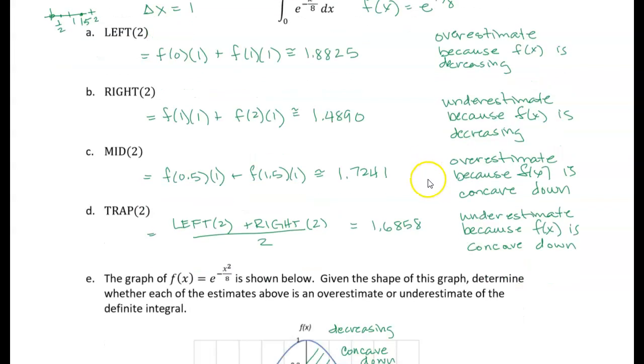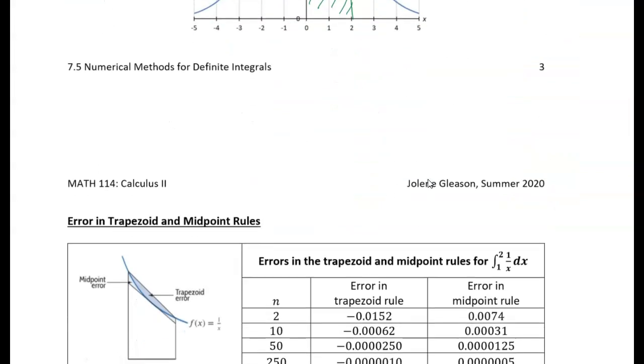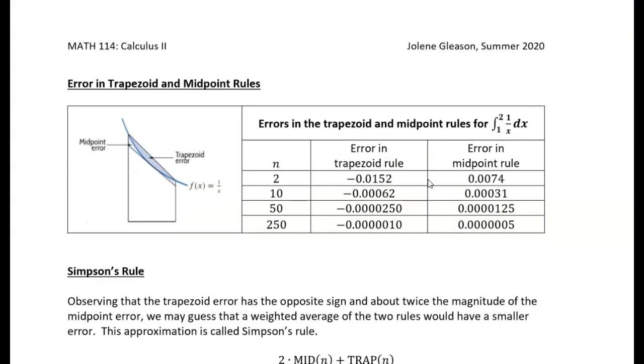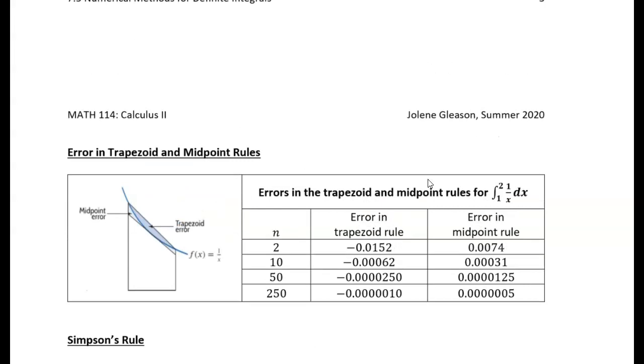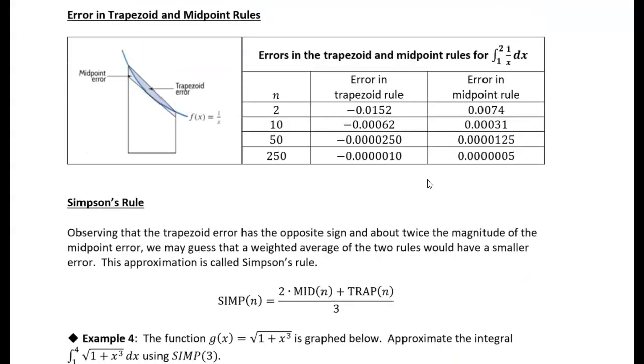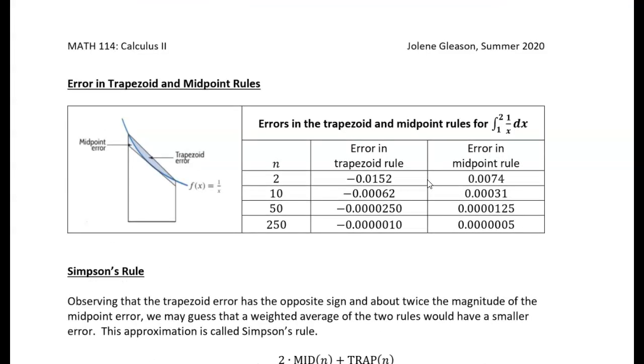All right, so that takes care of that example. And now we're going to move on to looking a little bit closer at the errors in the trapezoid and the midpoint rule. And we're going to talk about Simpson's rule, and then we'll go to the next example. So read through this next stuff. There's actually a more detailed explanation in your book of analyzing the errors in the trapezoid and the midpoint rules. But by analyzing the errors in the midpoint and the trapezoid rules, that's where Simpson's rule comes from. So take a look at that, and I'll meet you for the next example.